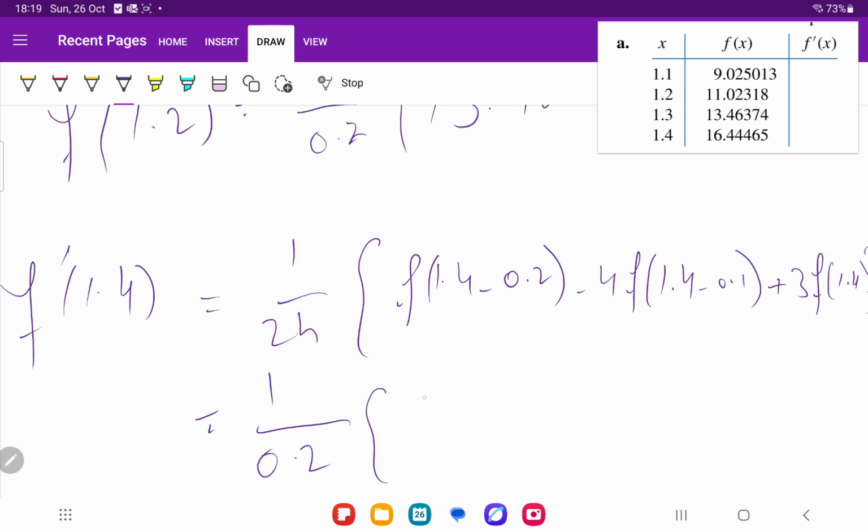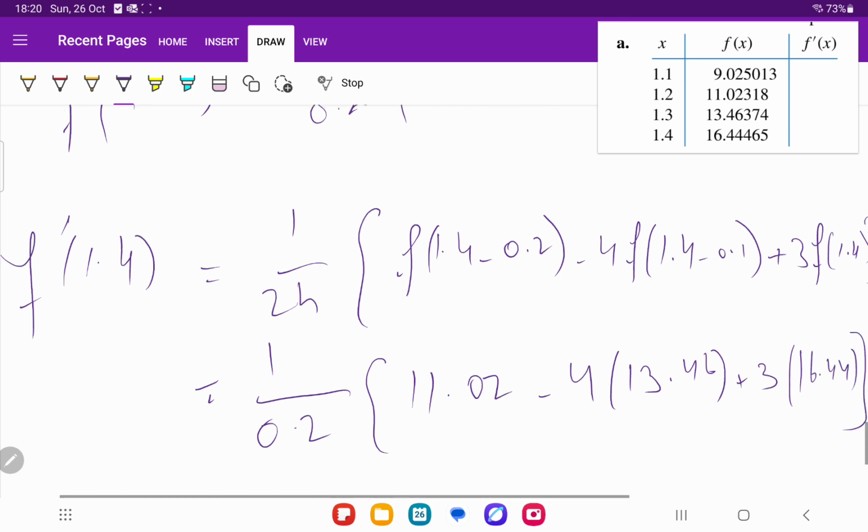F of 1.2 is 11.02, f of 1.3 is 13.46, and plus 3 times f of 1.4, which is 16.44. So that's how we compute 1.4 by applying the backward difference formula.